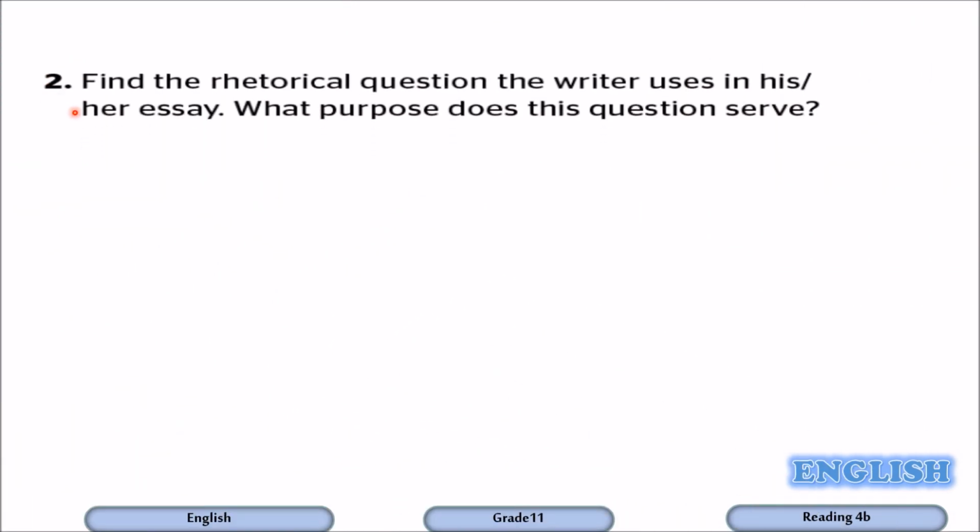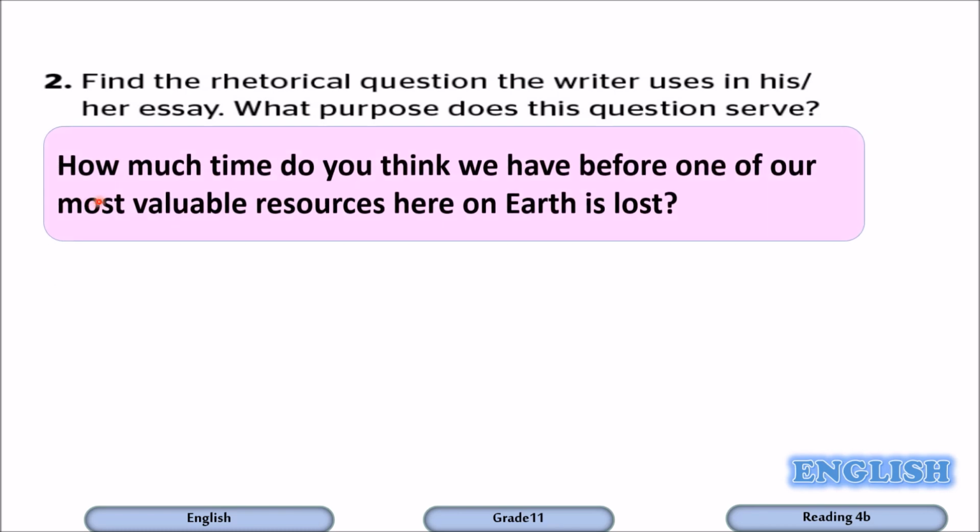Question number 2. Find the rhetorical question. When I say rhetorical question, it means a question that doesn't require an answer, so the answer is implied. Find the rhetorical question the writer uses in his or her essay. Please pause the video and find out the answer. Did you find it? Good. What is the question? How much time do we think we have before one of our most valuable resources here on earth is lost?